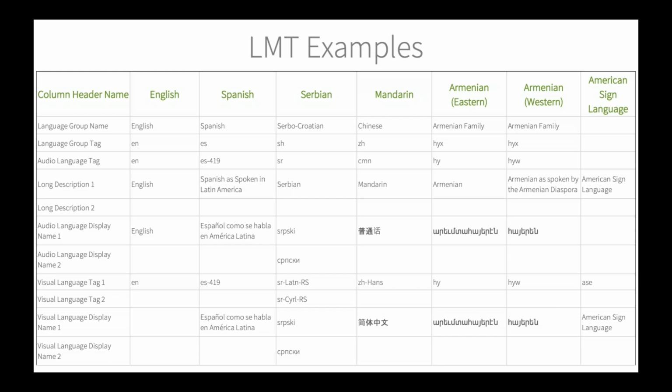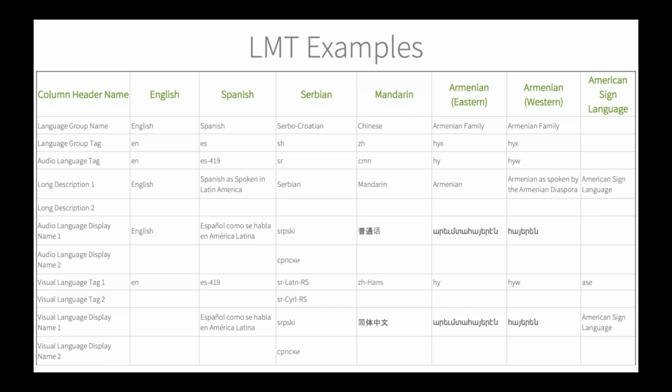There's a place for everything and everything in its place. In Spanish, as I said, ES-419 is Spanish spoken in Latin America. Our default is English, but if it's in a language other than English, then we have the value, what it looks like as an endonym. And then also the visual language.